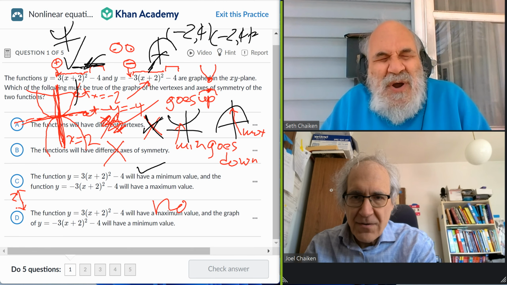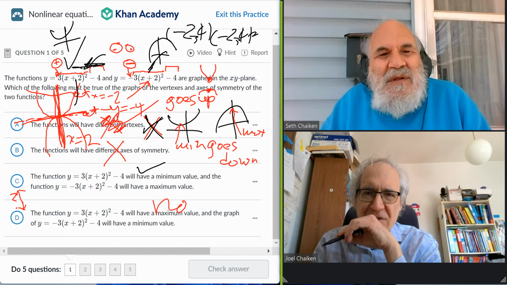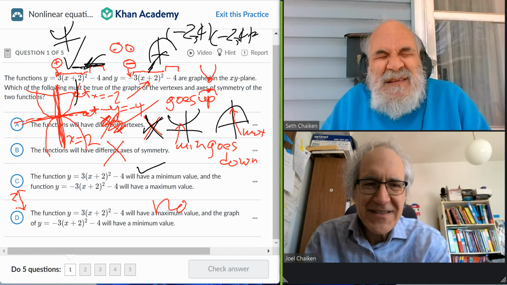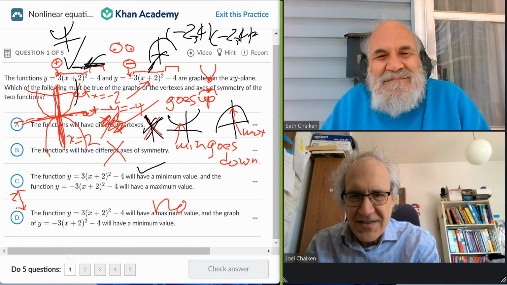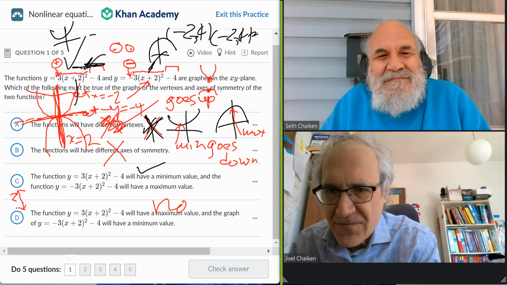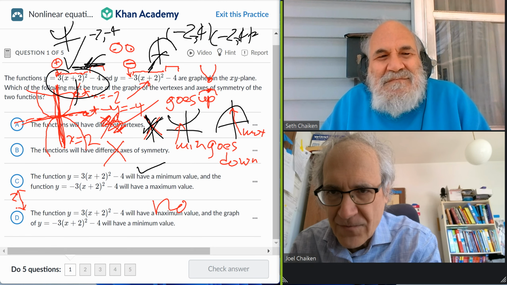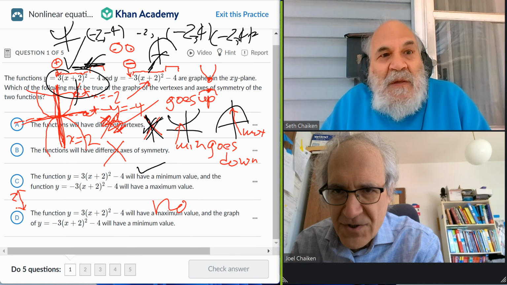Sorry, I made a mistake. Although in the end, it really doesn't matter for the purpose of crossing this out. Fine, I may rewrite it. The vertex for the first one is -2, -4, and the vertex for the second one is -2, -4.